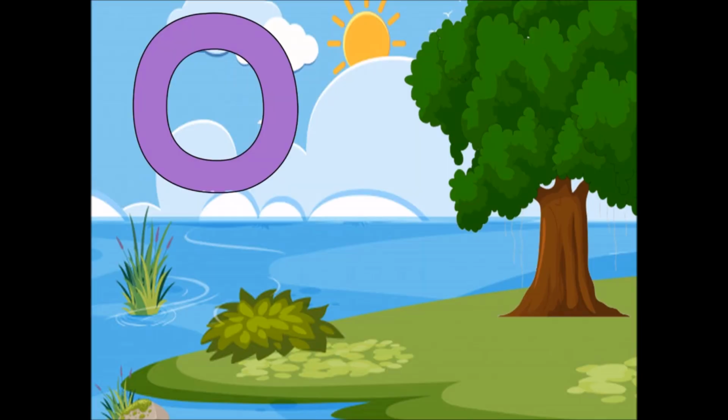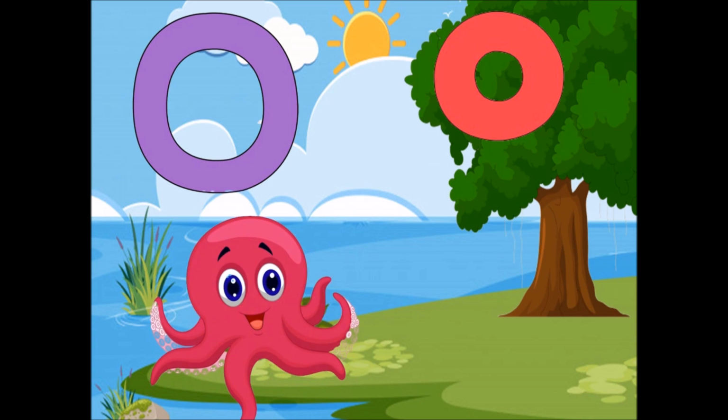This is the letter O. This is capital letter O. This is small letter O. O phonic sound is O. O for octopus. O for orange.